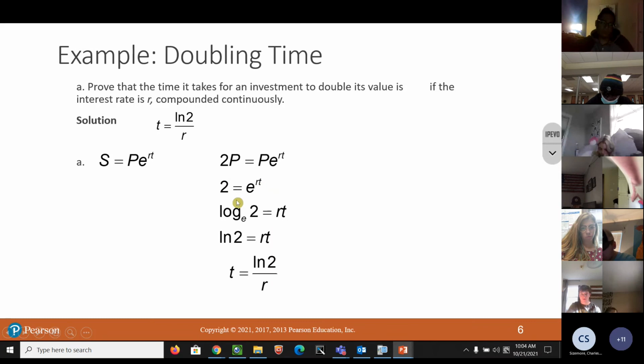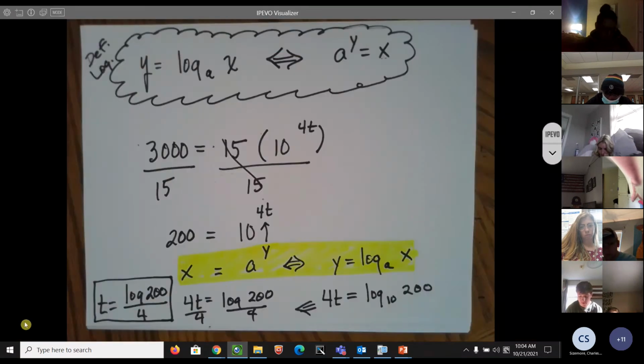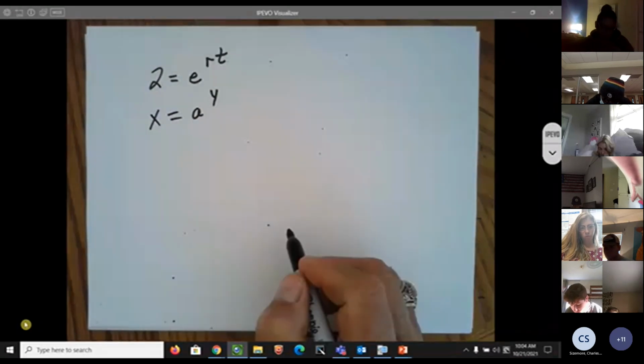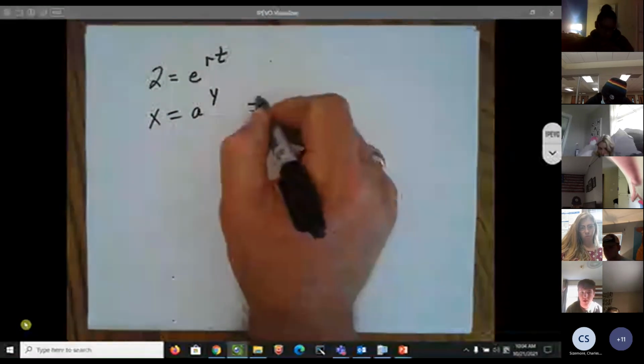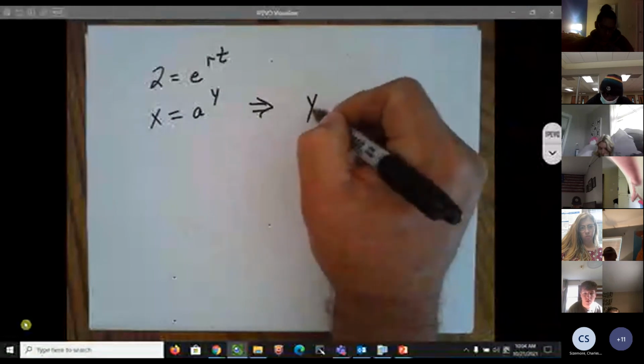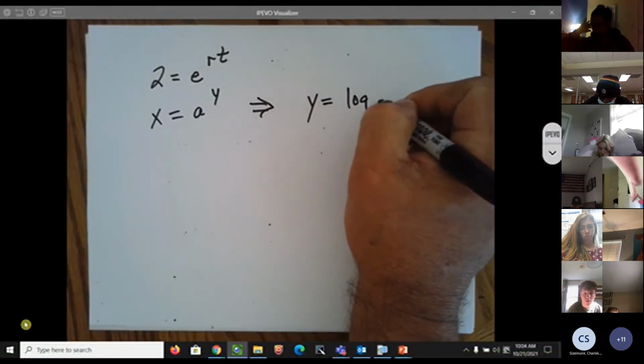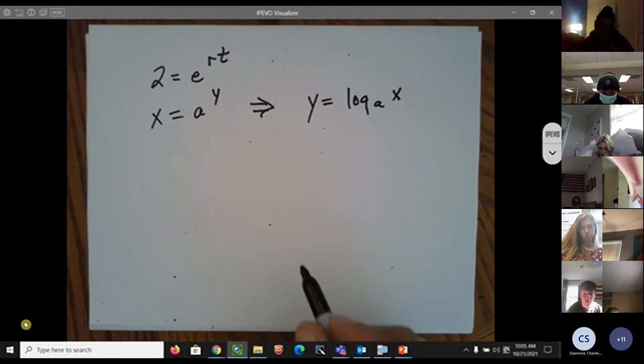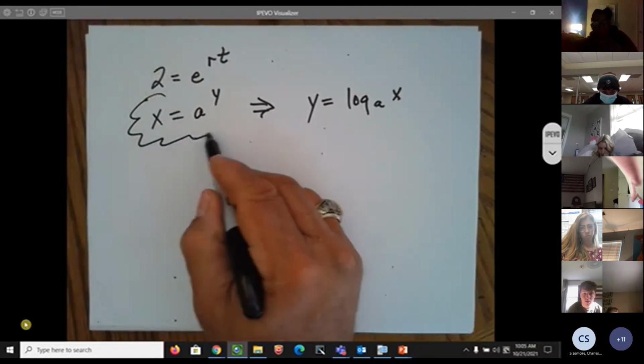And that is the definition of a logarithm. So 2 is equal to e to the rt. That's the same thing as saying x is equal to a to the y, which yields y is equal to log base a of x. That's the definition of a logarithm.